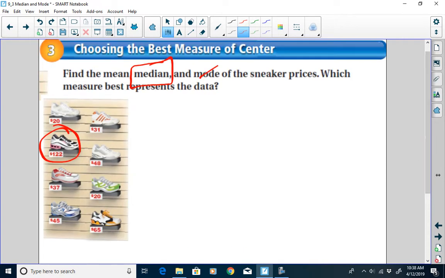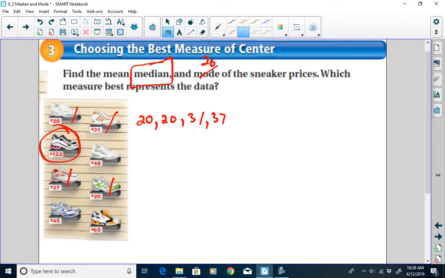All right. Now they're asking us to find the mean, median, and mode. Is there a mode? Is there a score that repeats most often? Yes, your mode is 20, but that will not be our best measure of center. If I'm finding the median, I want to arrange from least to greatest. So I have 20 and 20. Just cross them out. Then we have what? Looks like 31. Any other 30s? No. Oh yes, 37.